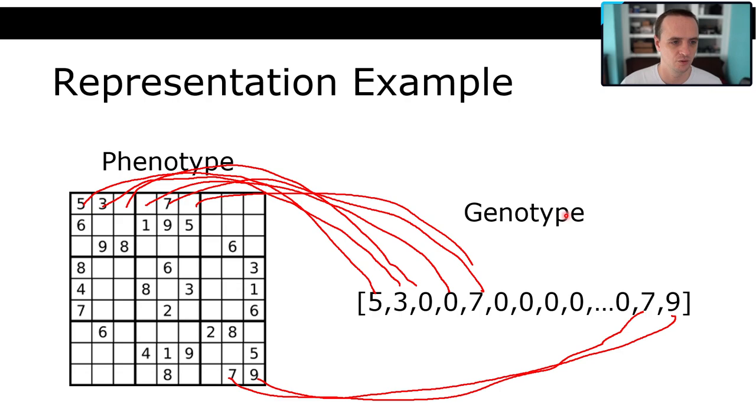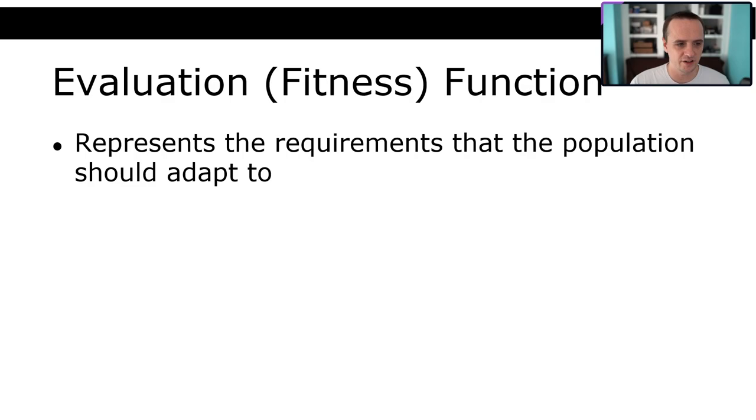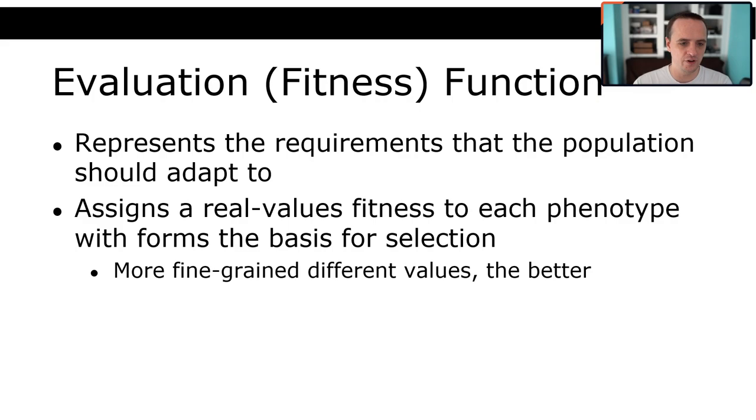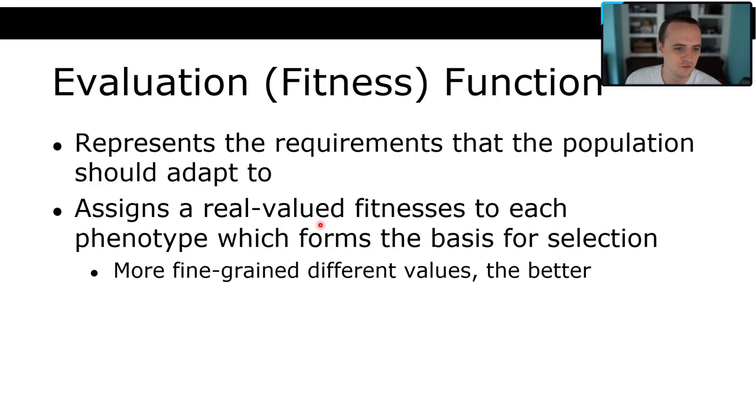But what is this fitness function? The fitness function represents the requirements that the population should adapt to. The fitness function assigns real valued fitnesses to each phenotype, which forms the basis for selection. The more fine-grained different values, the better. Meaning that if you can pick it apart and give it really fine-grained values, that's better than just saying good, better, best.